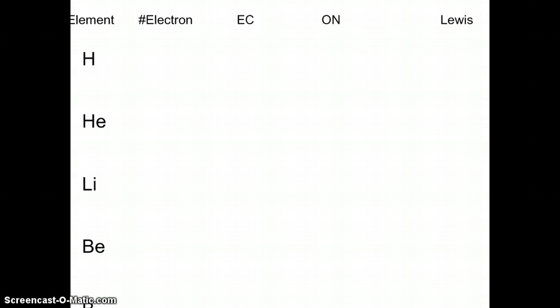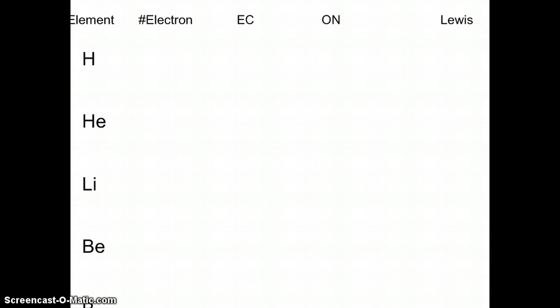All right, at the top of your sheet there, I know that the column to the right of the element column says valence electrons. Can you just cross that out and just write the total number of electrons the way I have it on here? We'll talk about valence electrons another time. So today, let's just talk about the total number of electrons.